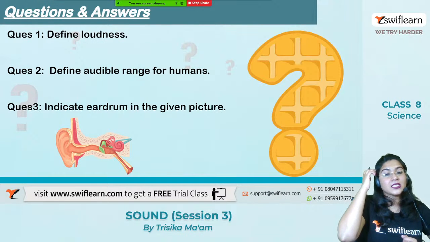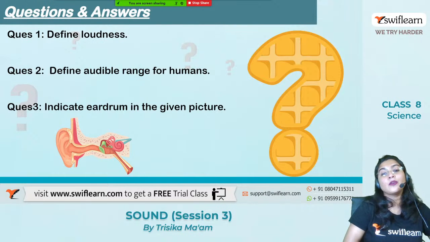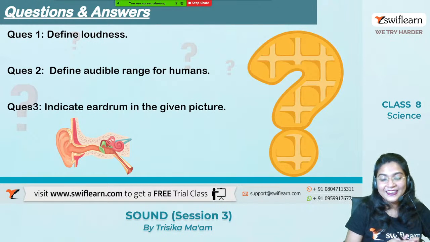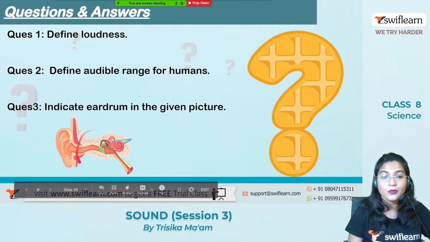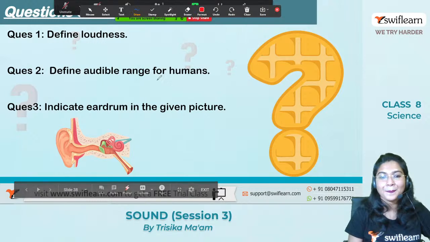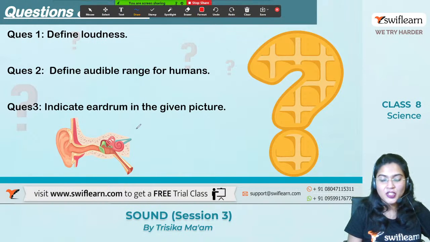The third question asks you to indicate the eardrum in the given picture. How will you be able to indicate? Yes, Mantra, you have written 20 kilohertz. Very good. Yes, Kaustav. Exactly. Very good. Okay, so which one is the eardrum? You can just tell me the color of the eardrum over here, which is shown in this picture. Which one is the eardrum? Just tell me the color over here. Pink or blue or green or brown.